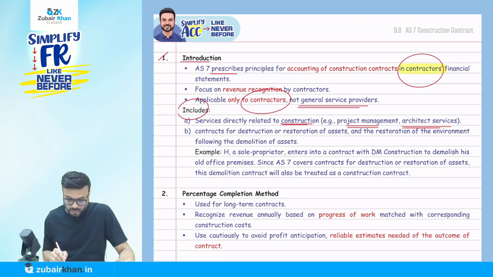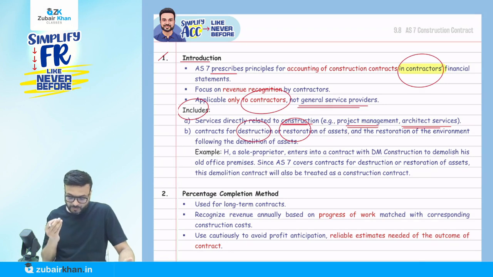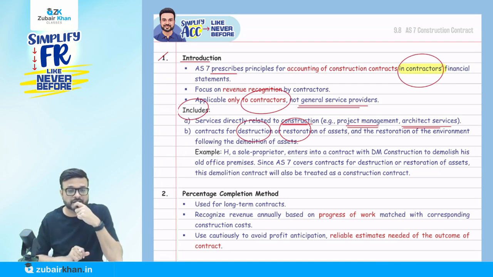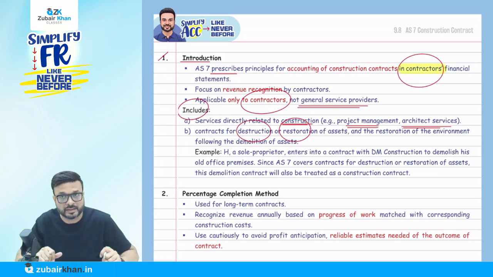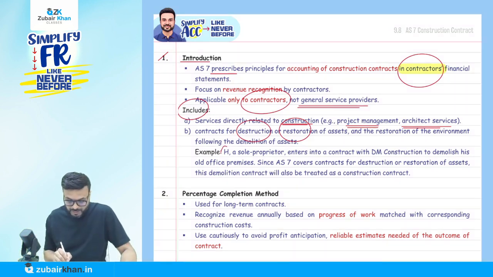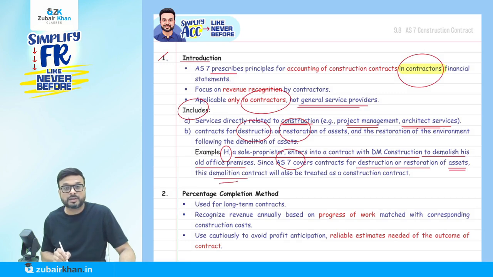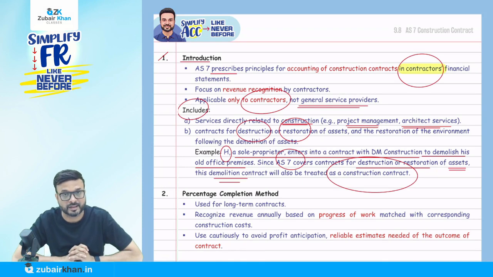Now they say contracts for destruction or restoration of an asset and the restoration of the environment following the demolition of an asset. What does it mean? They're saying the destruction of an asset is also covered under Accounting Standard 7. We know construction of a building is AS 7, but destruction of that asset is also covered. For example, H, a sole proprietor, enters a contract with DM Construction to demolish his old office premises. Since AS 7 covers contracts for destruction or restoration of an asset, this demolition contract will also be treated as a construction contract. So remember that not just construction, demolition is also covered under Accounting Standard 7.